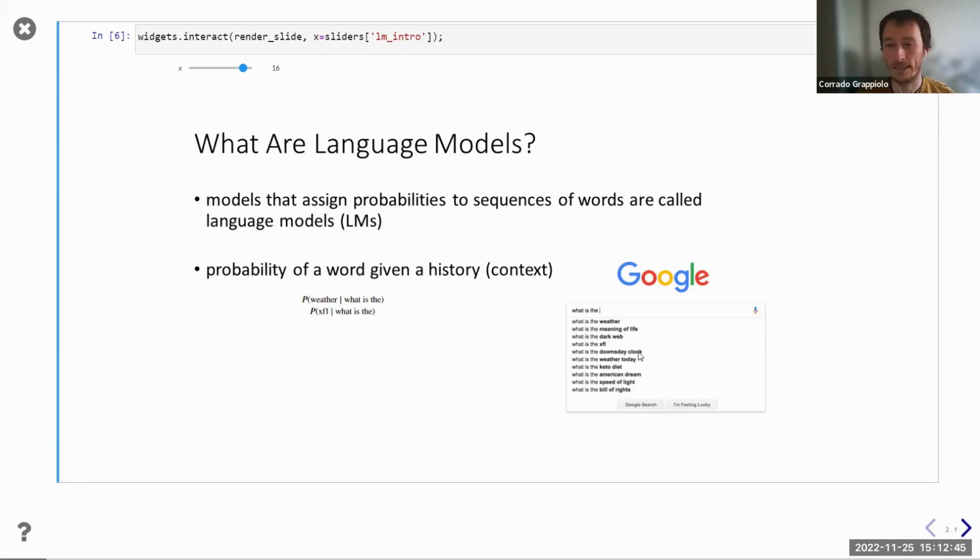If we look back at the search suggestions provided by Google, you can imagine that Google calculates the probability of a word given what was typed. For example, the probability of "weather" given what is possibly has a higher probability than "dark web", so weather shows up highest in the suggestions. How do we estimate these probabilities? The idea is to use a dataset, or a training corpus in NLP terminology. So language models are built based on a training corpus.